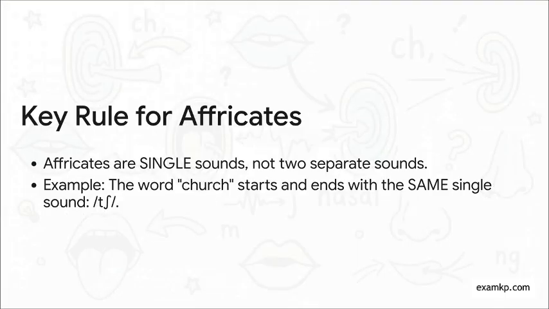Okay, listen up because this is the number one most important rule you need to know. An affricate is one single sound. I know the symbol ch looks like two letters, but it's not. It's a single unit. That's why a word like church starts and ends with the exact same consonant sound. Get this and you're halfway there.